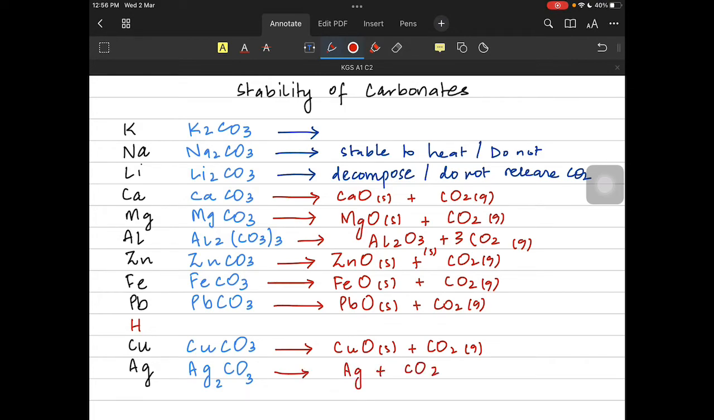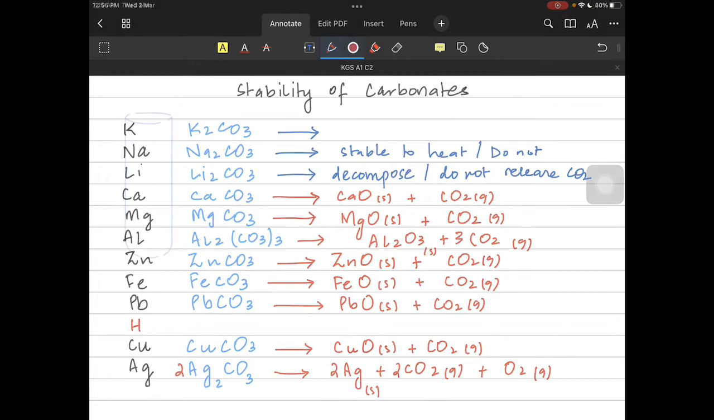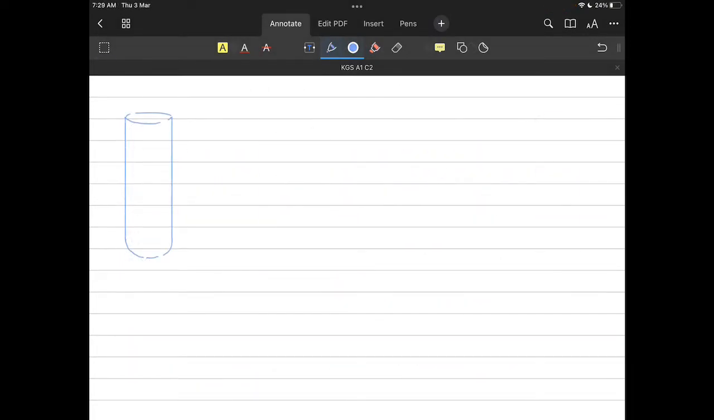Silver carbonate is so unstable that you don't even get silver oxide. Silver is so unreactive that it wants to stay alone. So you will get pure silver, and then oxygen and carbon dioxide are released. I'm balancing this equation, but the main idea is that silver oxide can't even be made, it's pure silver.